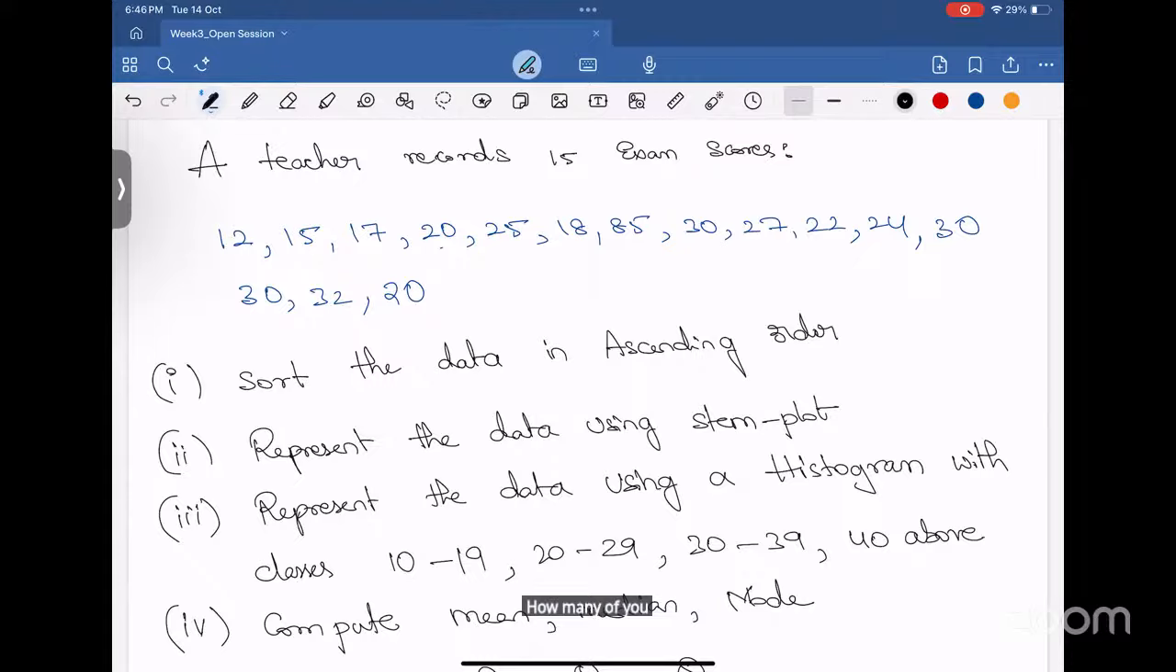how many of you have solved it, and if most of you have solved it, then we can straight away discuss the solution. Okay, are you guys trying? Yes, sir. Okay. So once done, please raise your hand so that I will also get to know how many of you have.